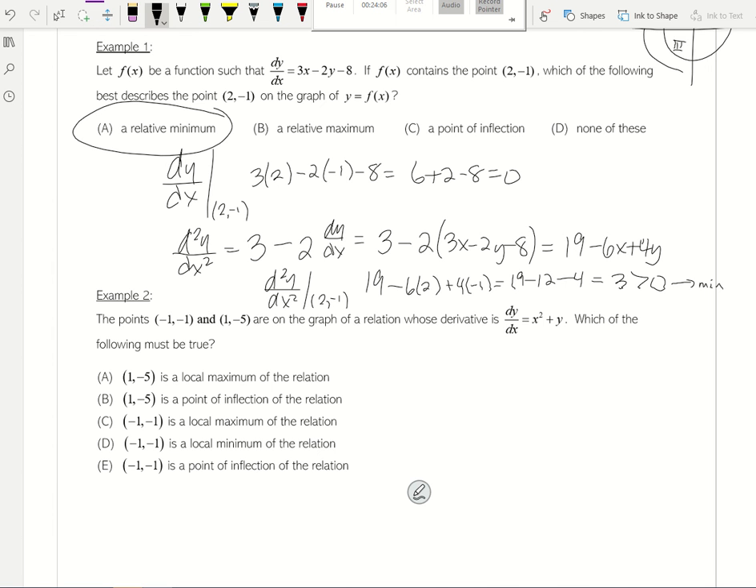The points negative 1, and 1, negative 5 are on the graph of this derivative. Which of the following must be true?